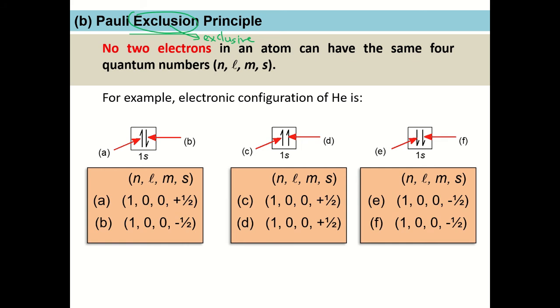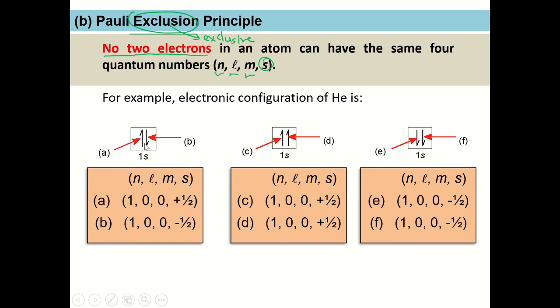Pauli exclusion principle says that no 2 electrons in an atom can have the same 4 quantum numbers. Because there are 4 quantum numbers: n, l, m, s. It could have the same n, the same l, the same m, but s must be different. For example, we have helium. If you draw the orbital diagram of helium, since helium consists of 2 electrons, these 2 electrons will fit into the 1s orbital, right?